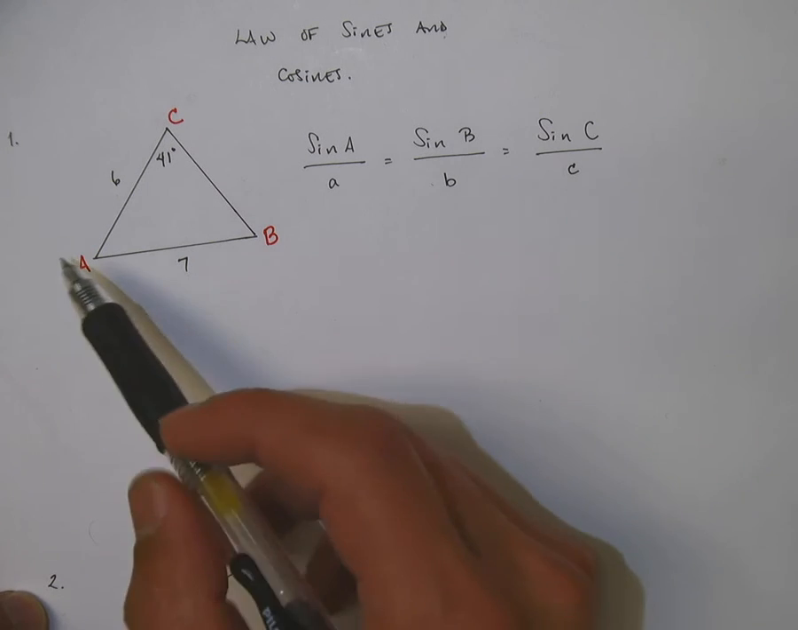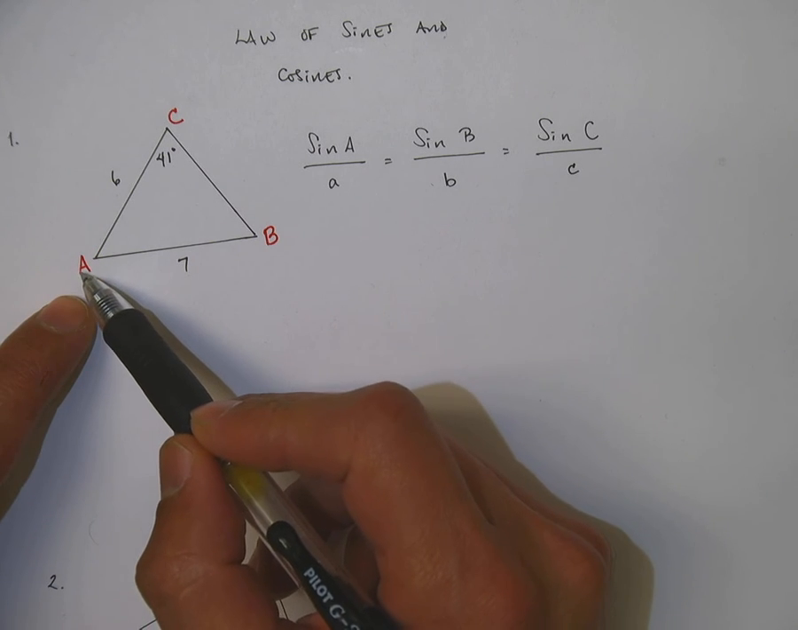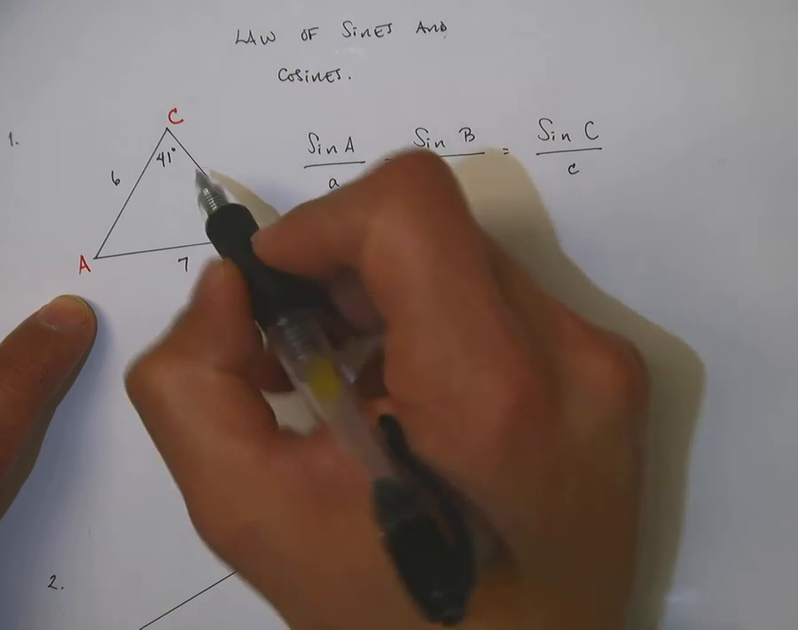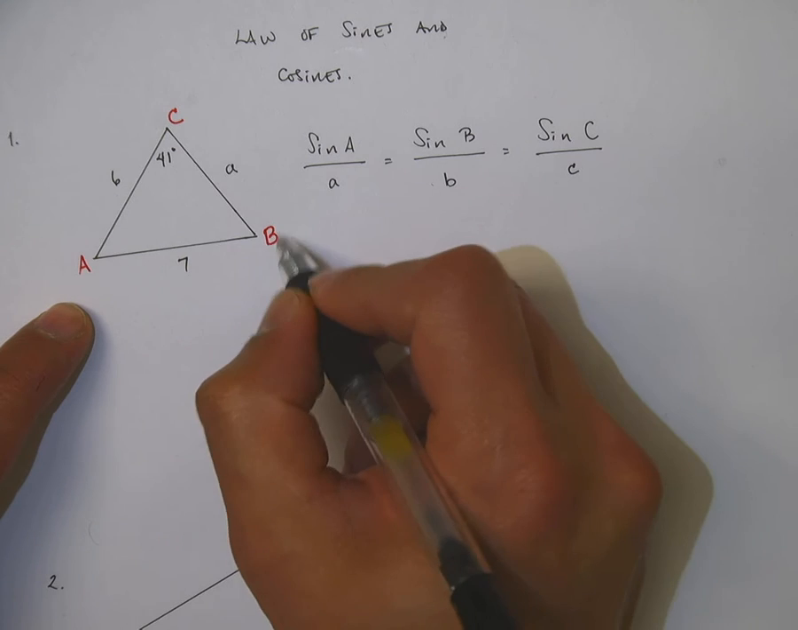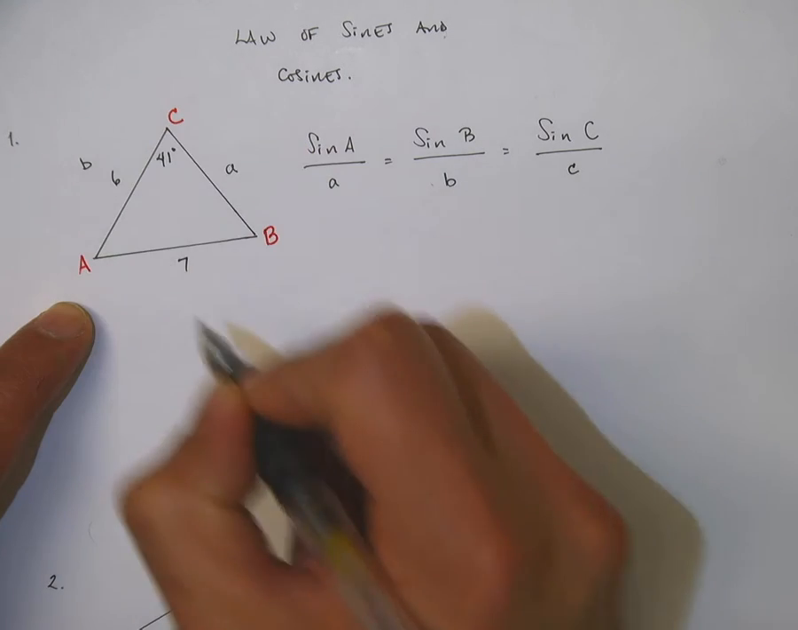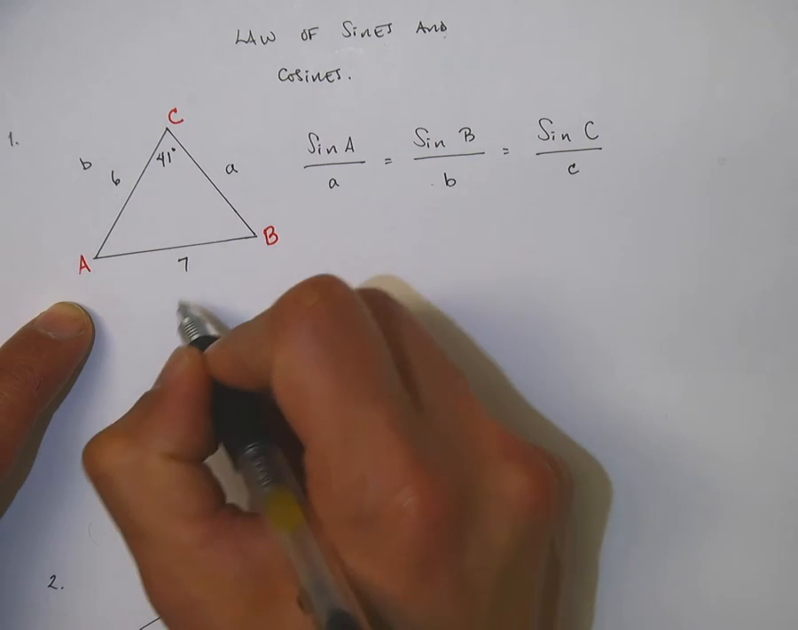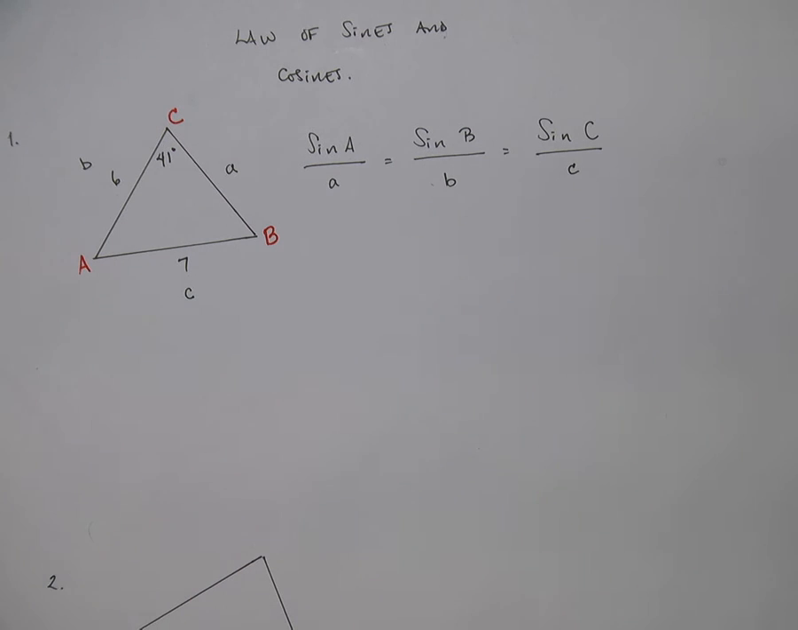Okay, now remember the opposite side. The capital letter is the angle. The opposite side is the lowercase. So this is capital B, so this is lowercase b, capital C, this is lowercase c.